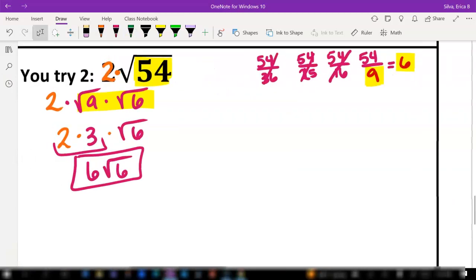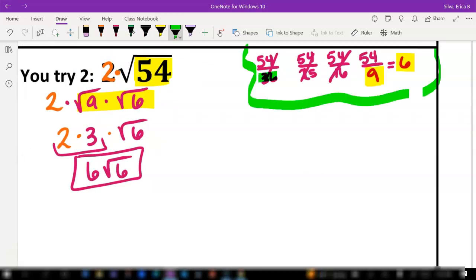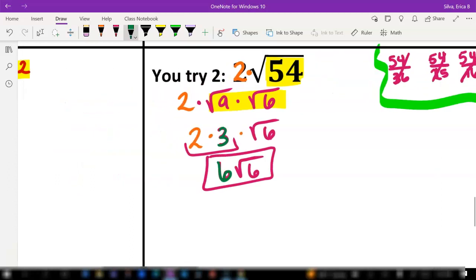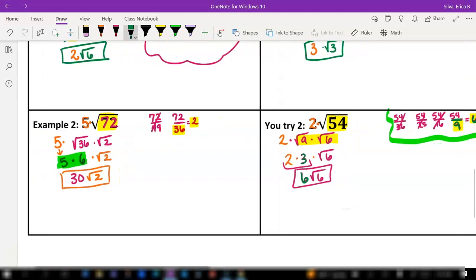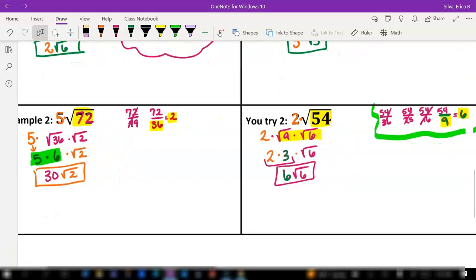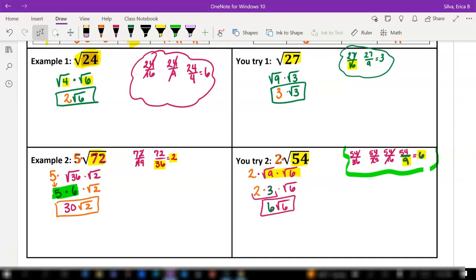All right, if you got 6 square root of 6, you are correct. Now notice my side work over here. I started with the largest perfect square that I thought maybe could be divided by 54 evenly, and I had to go all the way to the perfect square of 9 to get 6. So the square root of 9 is equal to 3. 2 times 3 is 6, and then we have the square root of 6 left over. You can always check your answer by going into the calculator, typing in both values, and seeing if they're equal.